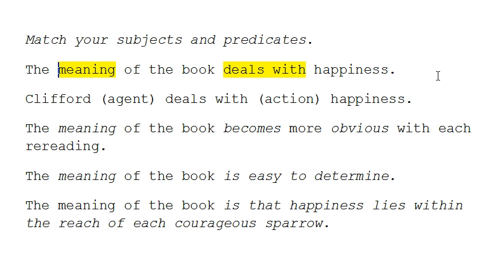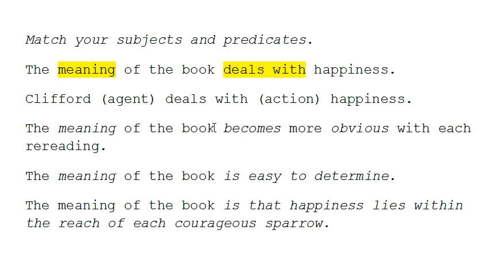Now, this sentence could be rewritten. We could say the agent is the author of the book. Clifford deals with happiness. Clifford, the author, a concrete person, concrete agent, deals with happiness. So we could change the subject of the sentence. Now, let's say we wanted to keep the subject of the sentence, then we would have to change the action. We'd have to change the verb.